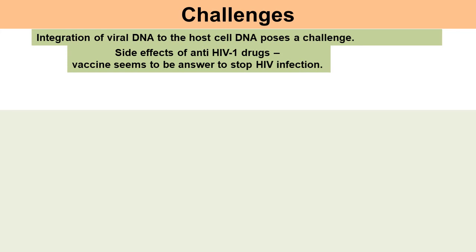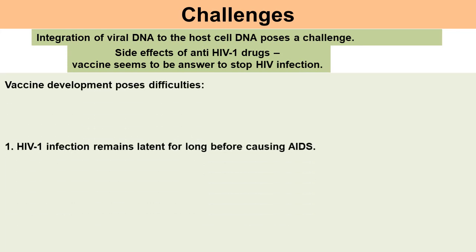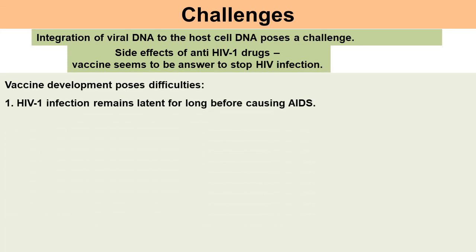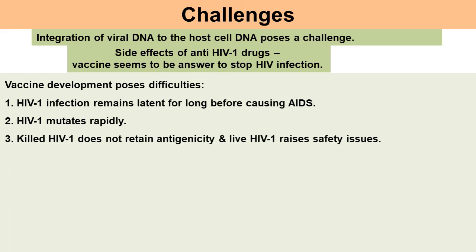The difficulties are: HIV infection remains latent for long before causing AIDS. Usually, vaccines are used to combat diseases and not infection. HIV mutates rapidly. Vaccines are usually the killed or live form of pathogens. In the case of HIV, the killed form does not retain antigenicity, while the live form raises safety issues.